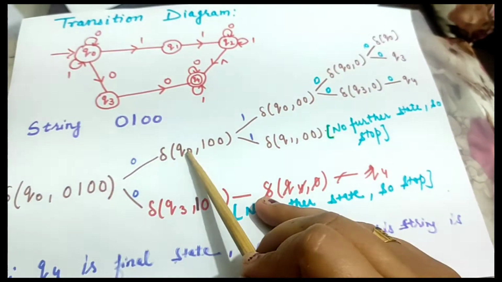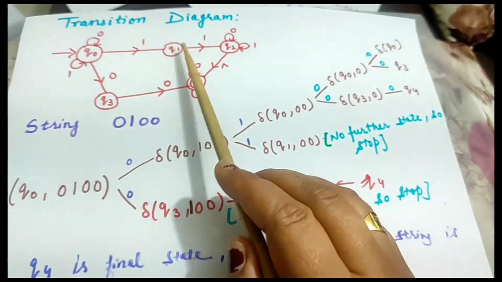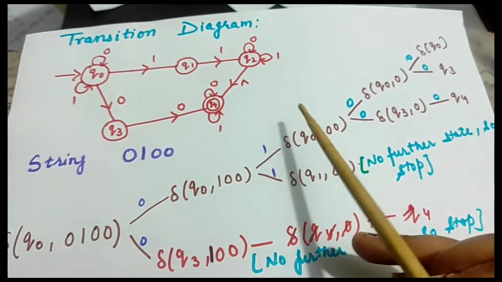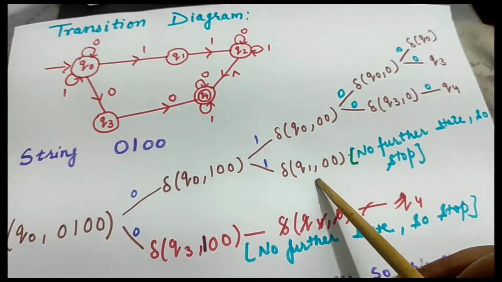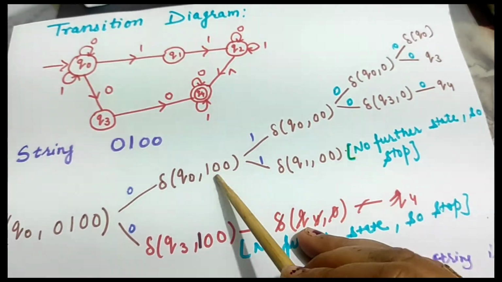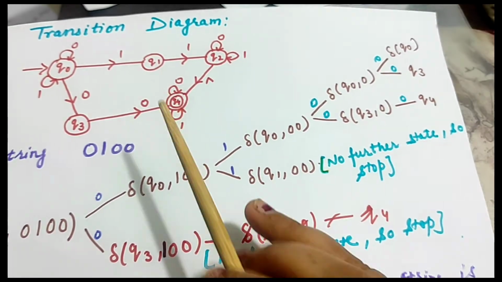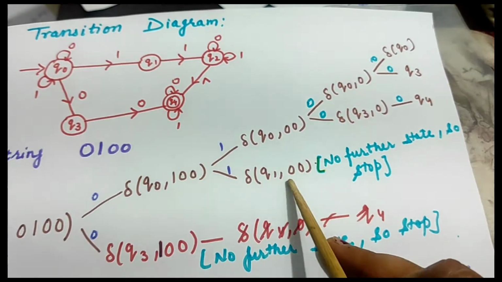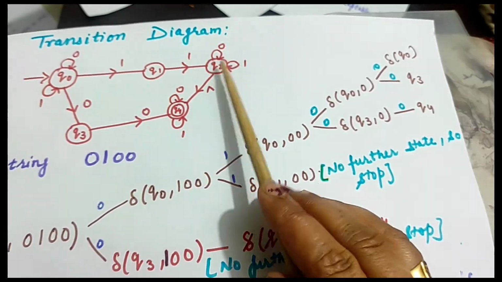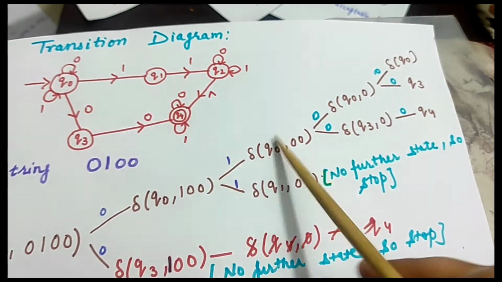Now come to the second state Q0. When 1 input is provided at the Q0, the two further states, that is Q0 itself and Q1, are given in the diagram. So Q0 and Q1. The rest of the string is 00 for each. Now check for the Q1. When Q1 is the current state and we have to provide the 0 input, we check that there is no further state given in this transition diagram. So stop here. Again, check for the Q0.